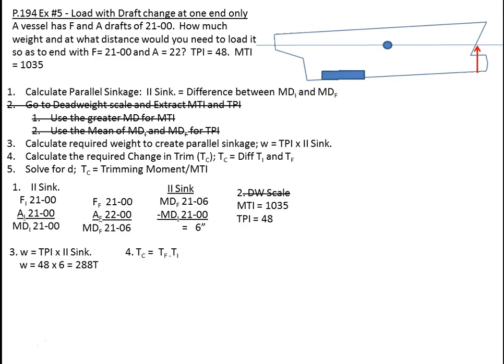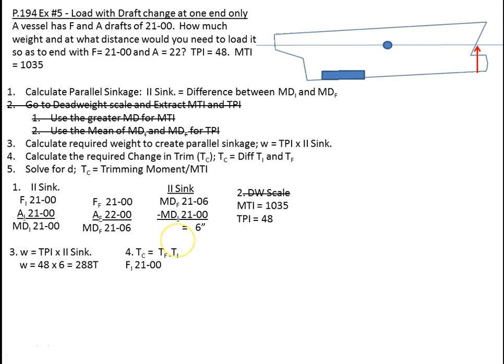This is where we have to calculate the trim change, or the total change in trim. Well, trim change is the difference between the final trim and the initial trim. Or it could be the difference between the initial trim and the final trim. Just make it so that whichever one is larger goes first, so you don't end up with a negative number.